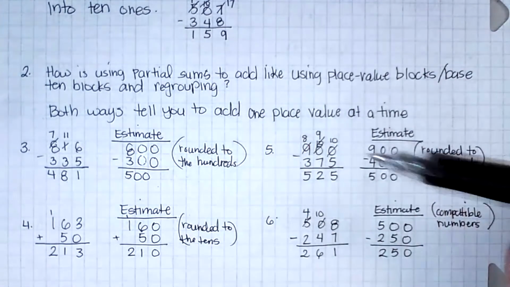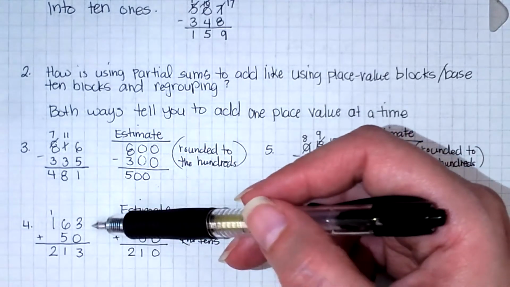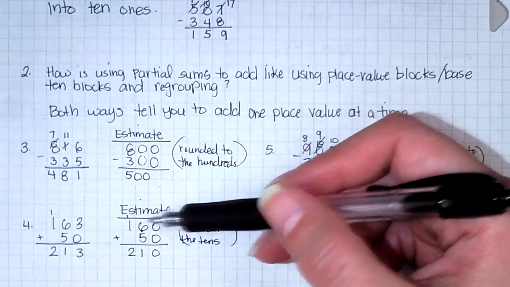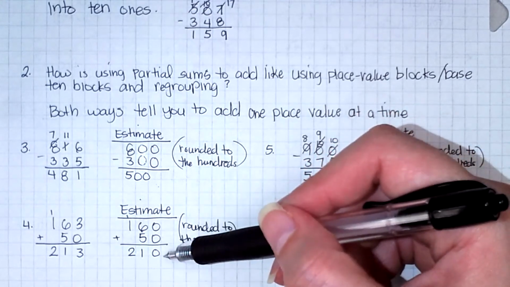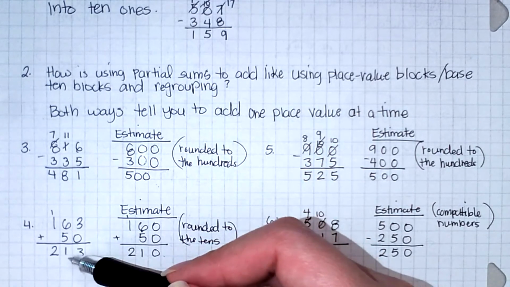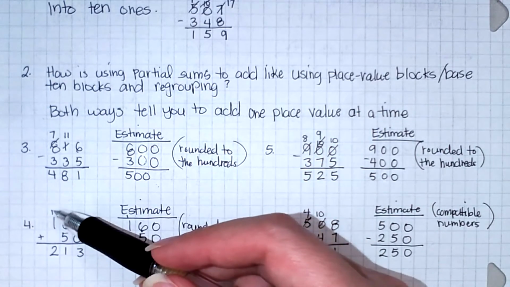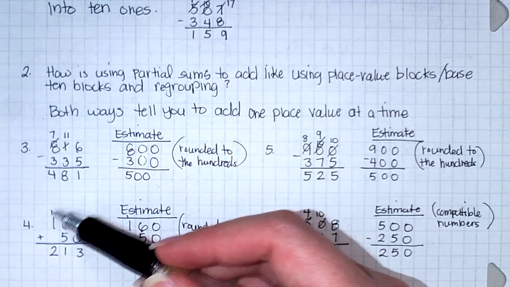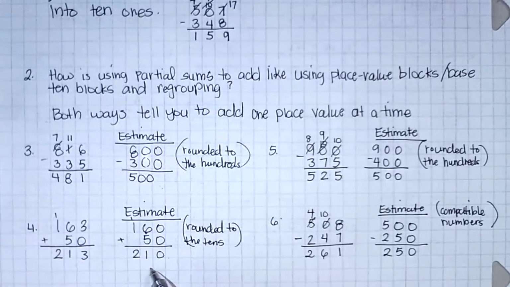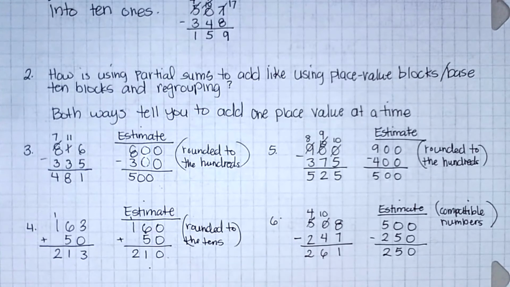Next, for number 4, I had 163 plus 50. So I rounded to the nearest 10. 160 plus 50 gave me 210. When I added, 3 plus 0 is 3, 6 plus 5 is 11. So I put my 1 here and I regrouped my group of 10 up there. So 1 and 1 gave me 2. 213 is close to 210. So my answer here is correct as well.